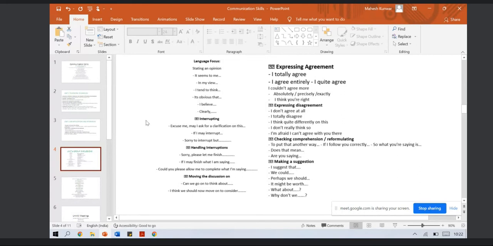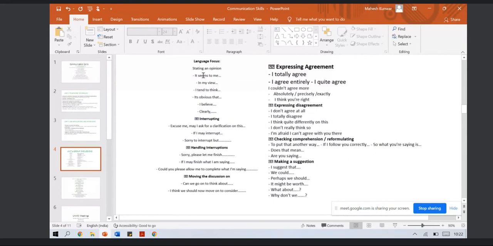Okay, in group discussion, this can be for a job interview, or for job selection, or employee selection, or staffing, or any other type of discussion, any type of debate you are participating in. And there are certain words or language you have to consider, you have to keep in your mind while you are in a group discussion, in a GD.